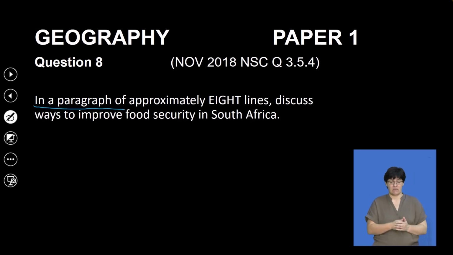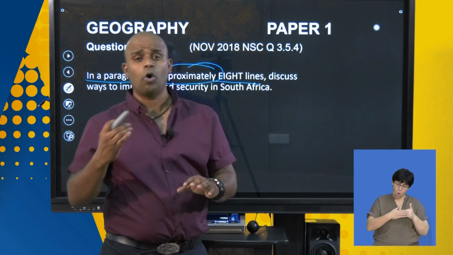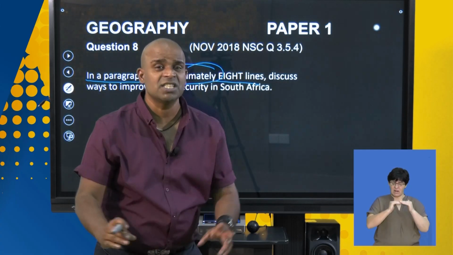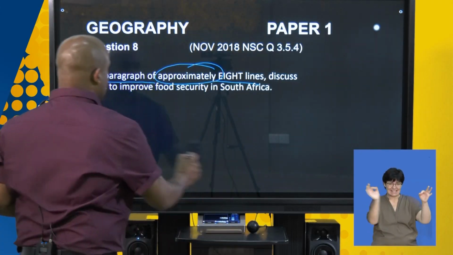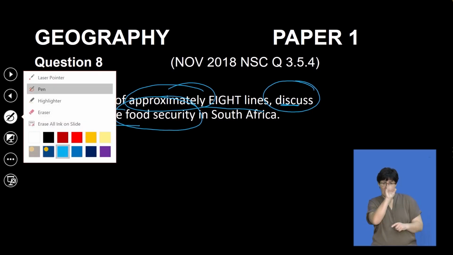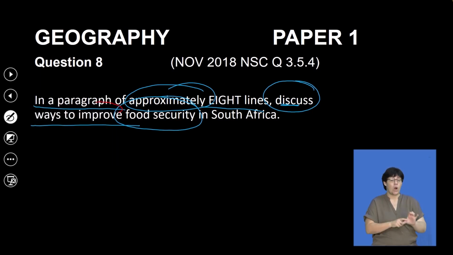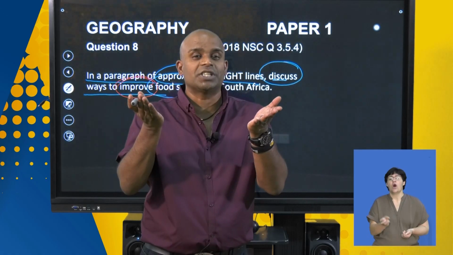In a paragraph of approximately 8 lines, and remember, this is standard, 8 lines. You can write a little less or a little more. But what's important is 4 comprehensive full sentences. Now, notice the operative verb, discuss. Ways to improve food security in South Africa. What's my qualifier? In this particular example, improving food security.